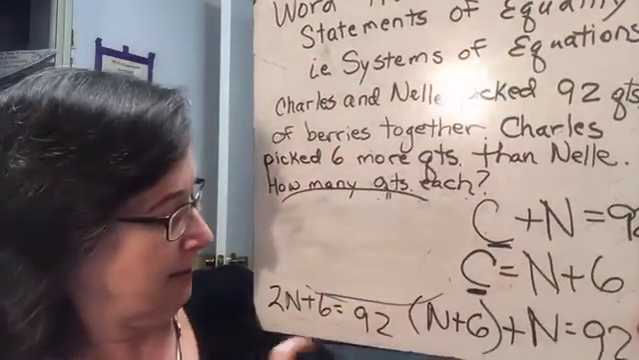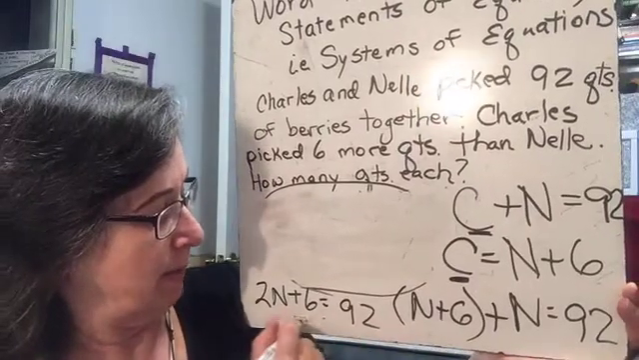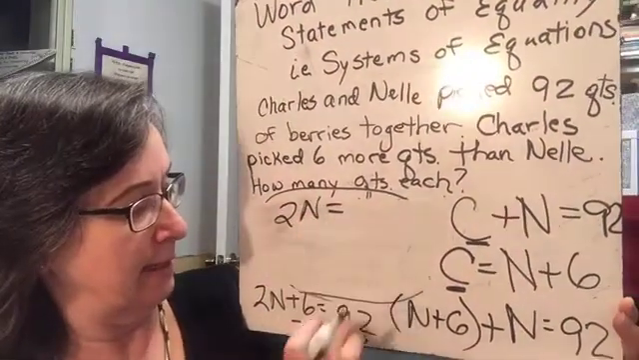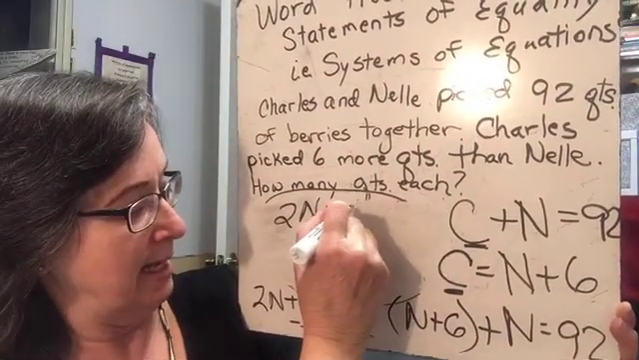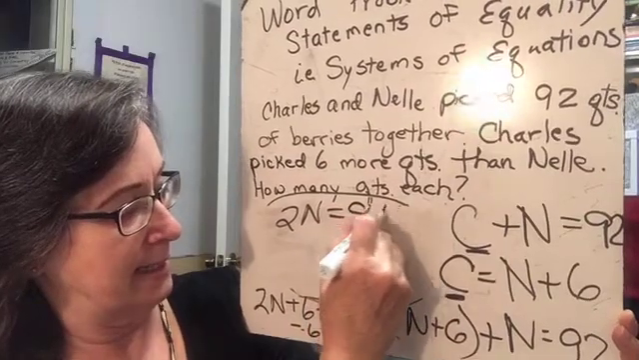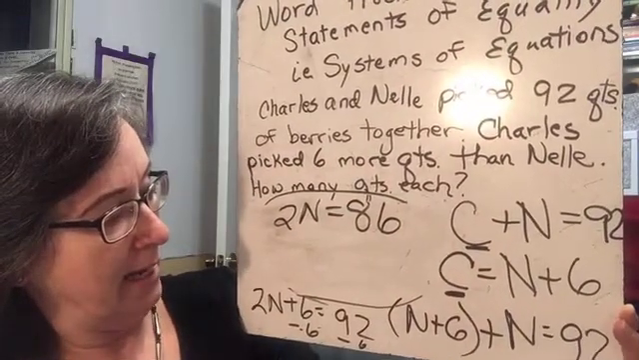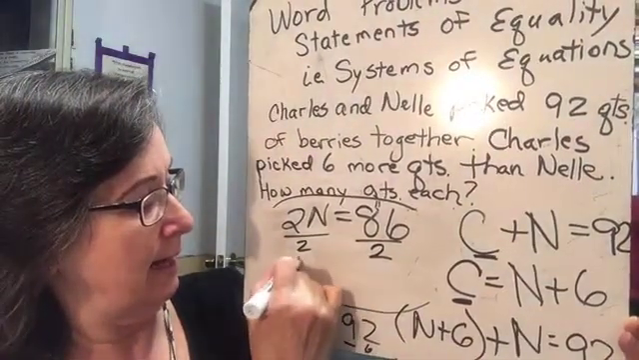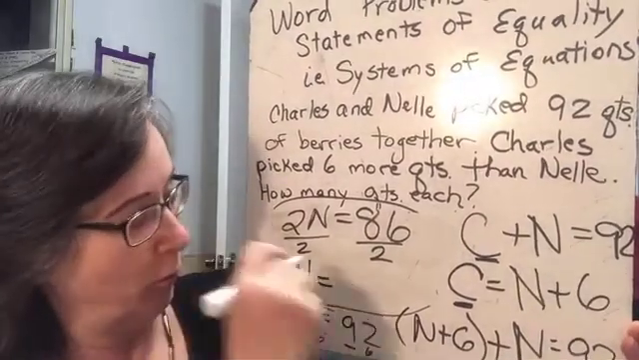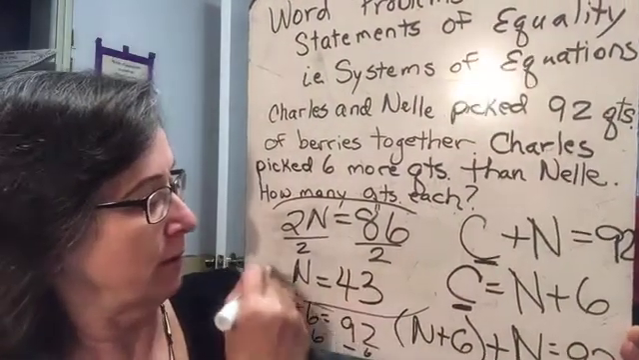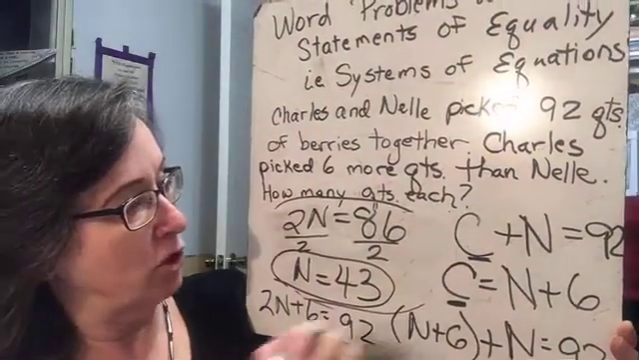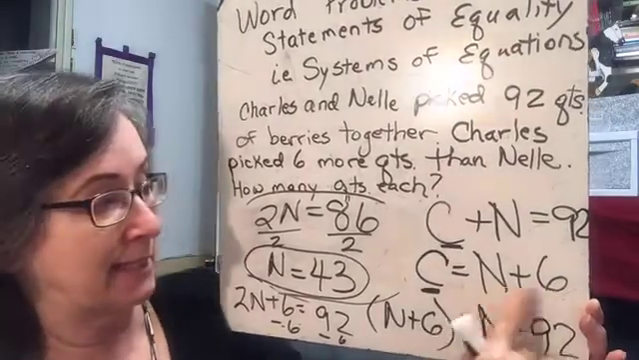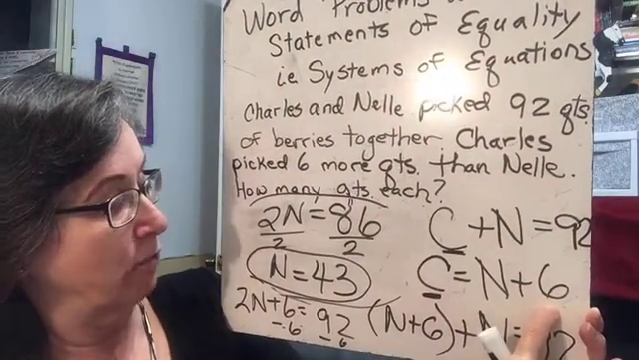And since I've got twice N plus 6 is 92, I want to subtract 6 and subtract 6. So I get twice N is 92, take away 6 is 86. Okay, and then I divide by 2, and I divide by 2, and I get Nellie had 43 quarts. Okay, and then Charles has the 43 quarts that Nellie had plus 6 more. So Charles has 49 quarts.